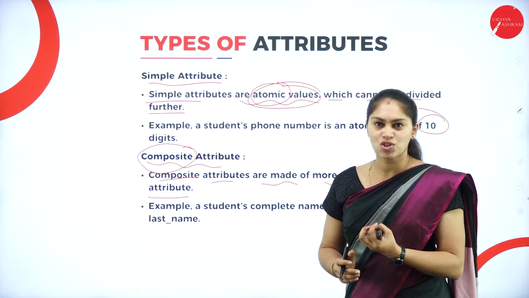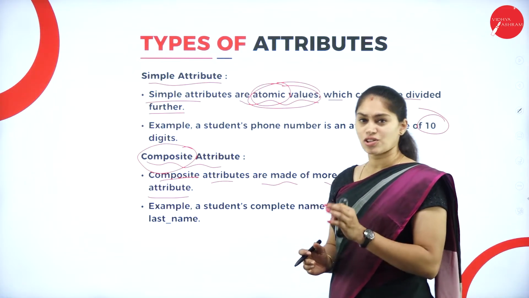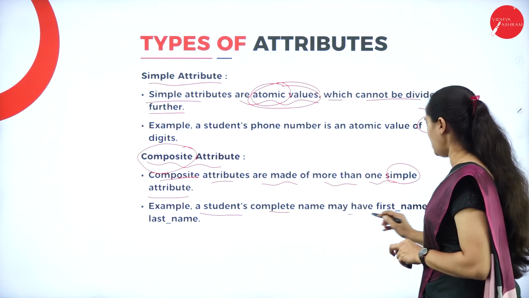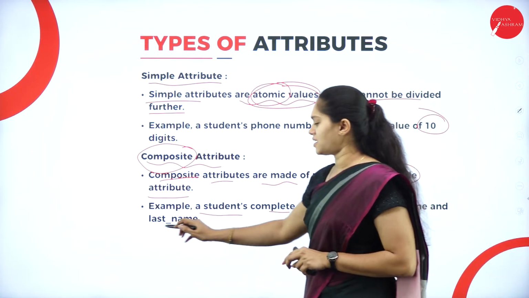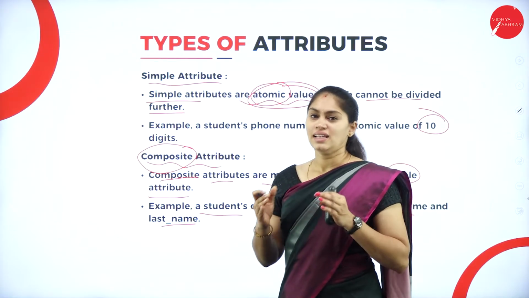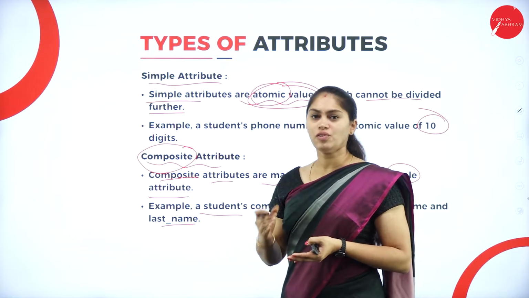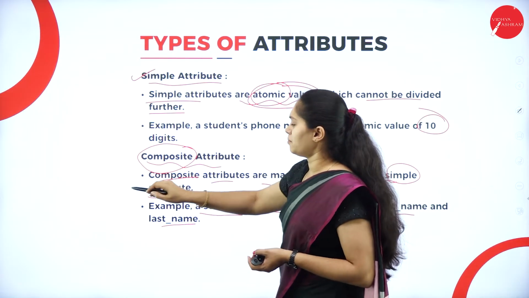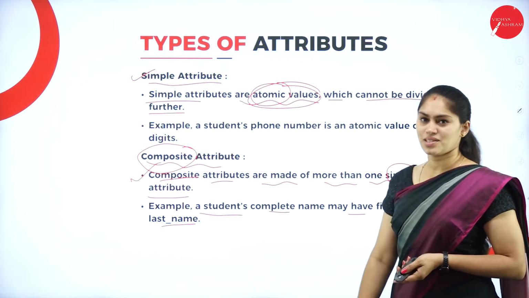It will be a combination or a collection of simple attributes. If you consider a student's complete name, it may have a first name, and it includes a middle name as well as the last name. It will be a combination or collection of simple attributes. So we got to know regarding simple attributes as well as composite attributes.